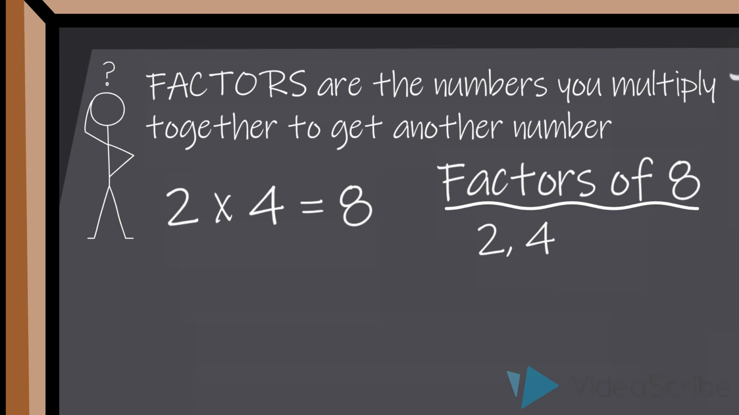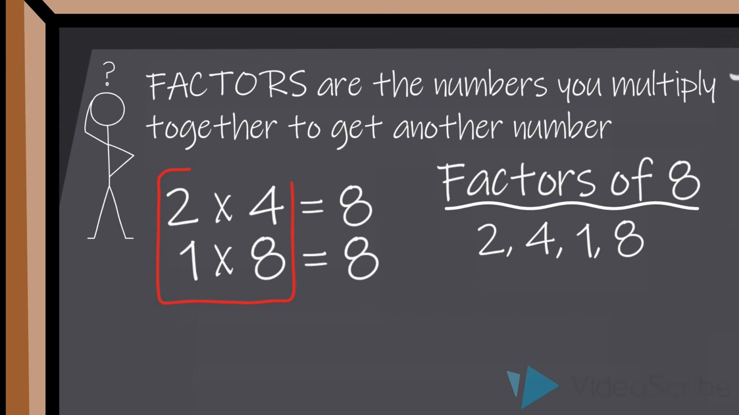But are there any other numbers that can be multiplied to get the number 8? Yes. 1 times 8 also equals 8. That means that the number 1 and 8 are also factors of that number 8. These four numbers are the only whole positive numbers that we can multiply together to get the number 8. This means that 1, 2, 4, and 8 are the factors of the number 8.